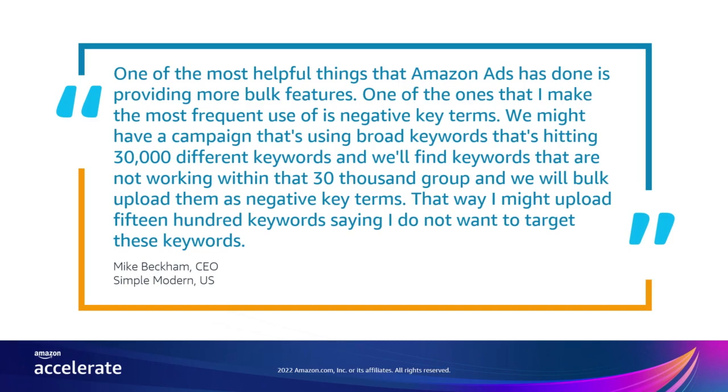One of the most helpful things that Amazon Ads has done is providing more bulk features. One of the ones that I make the most frequent use of is negative key terms. We might have a campaign that's using broad keywords that's hitting 30,000 different keywords. And we'll find keywords that are not working within that 30,000 group. And we will bulk upload them as negative key terms. That way, I might upload 1,500 keywords saying I do not want to target these keywords.